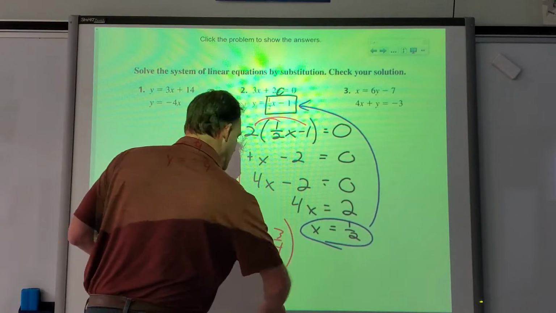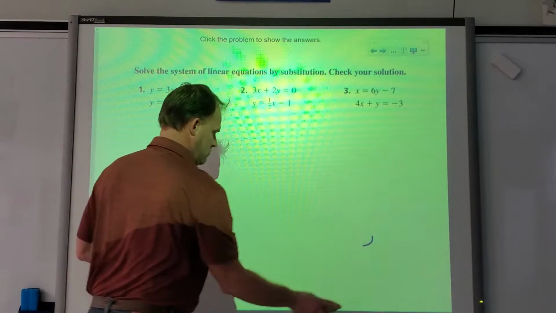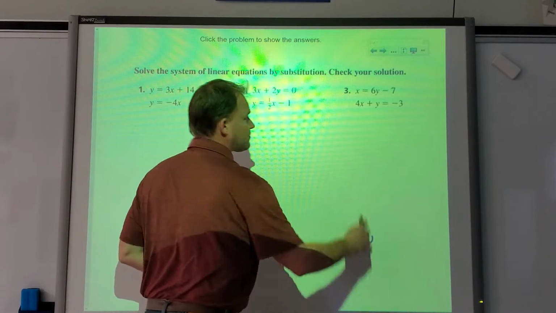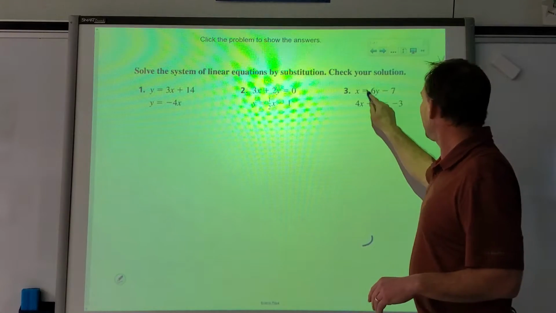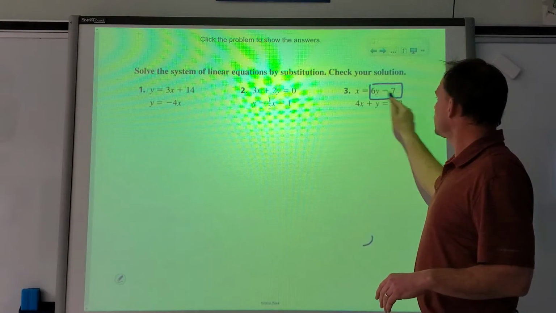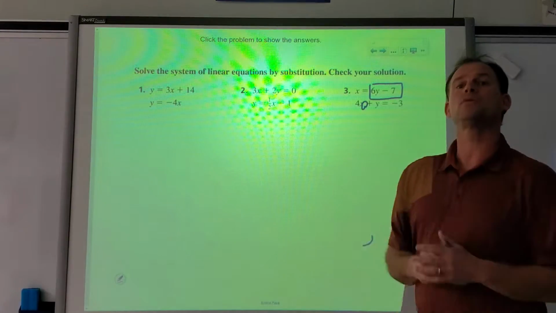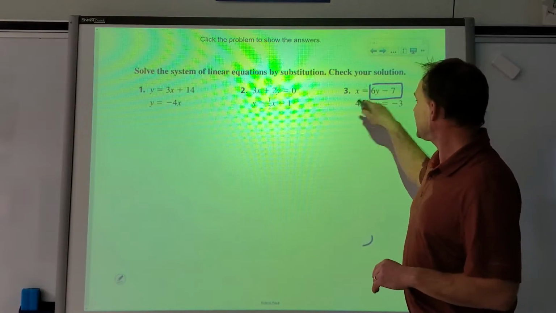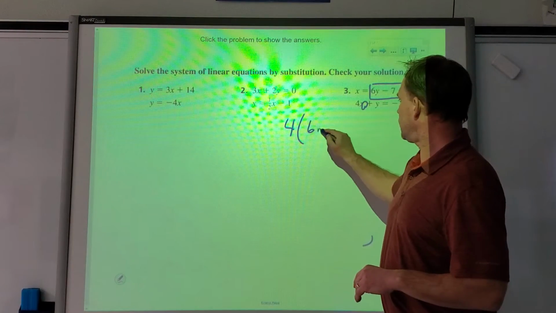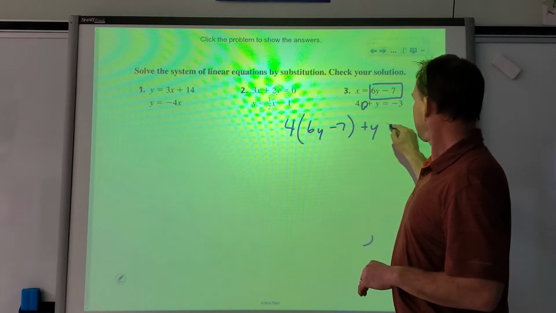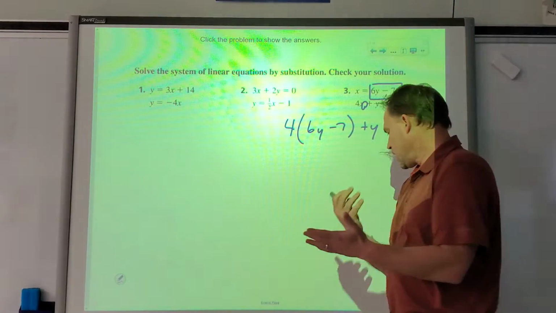All right. So I'll do this last one for you, just to show it's not always y that's by itself. Nobody said it had to be y. Here I have x equals 6y minus 7. So I'm going to substitute for x. We're not always substituting for y. Okay? If it's x equals, we substitute for x. So I've got 4, do my substitution. There we go. Solve the equation like normal.